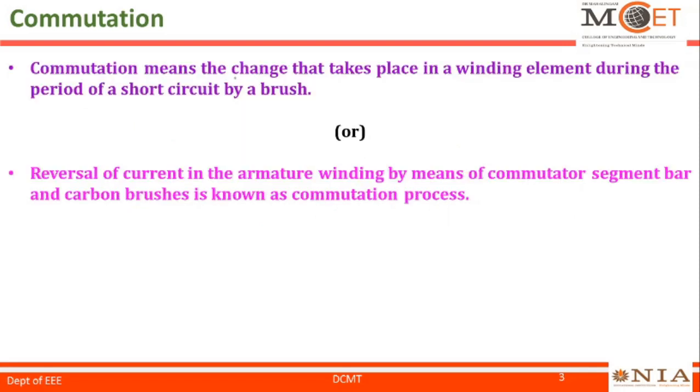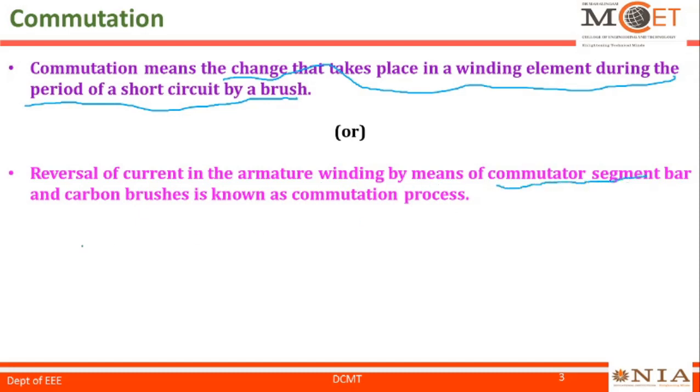Commutation in a DC machine implies the change that takes place in a winding element during the period of short circuit by a brush. Alternatively, it is the reversal of current in the armature winding by means of commutator segments and carbon brushes. We can call it the commutation process.